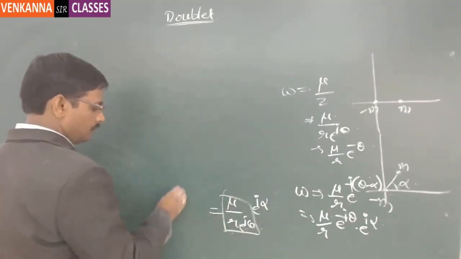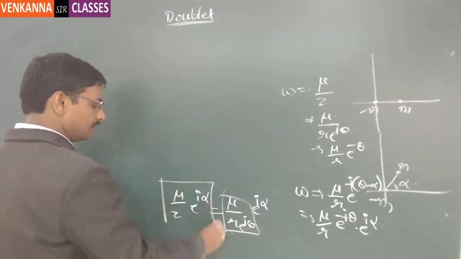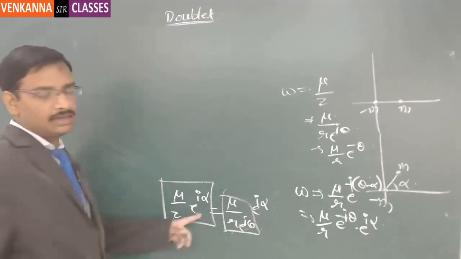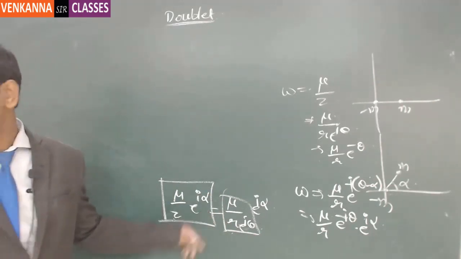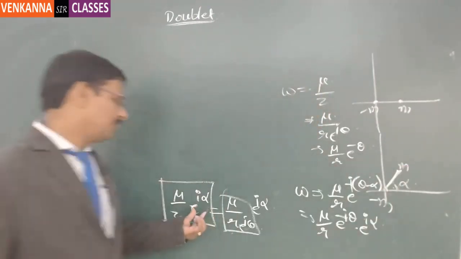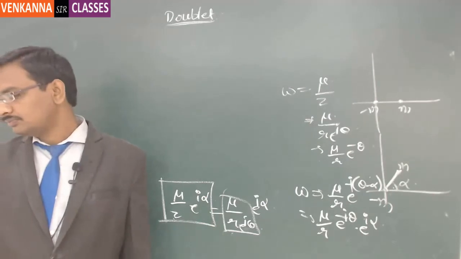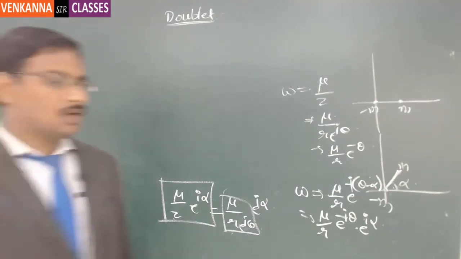So this is mu by z into e power i alpha, where the axis of the doublet is rotated by an angle of alpha. So if this is the axis of the doublet, then you need to multiply by the e power i alpha factor, whatever may be the angle. Got it? Summary. So which part do you want me to repeat?